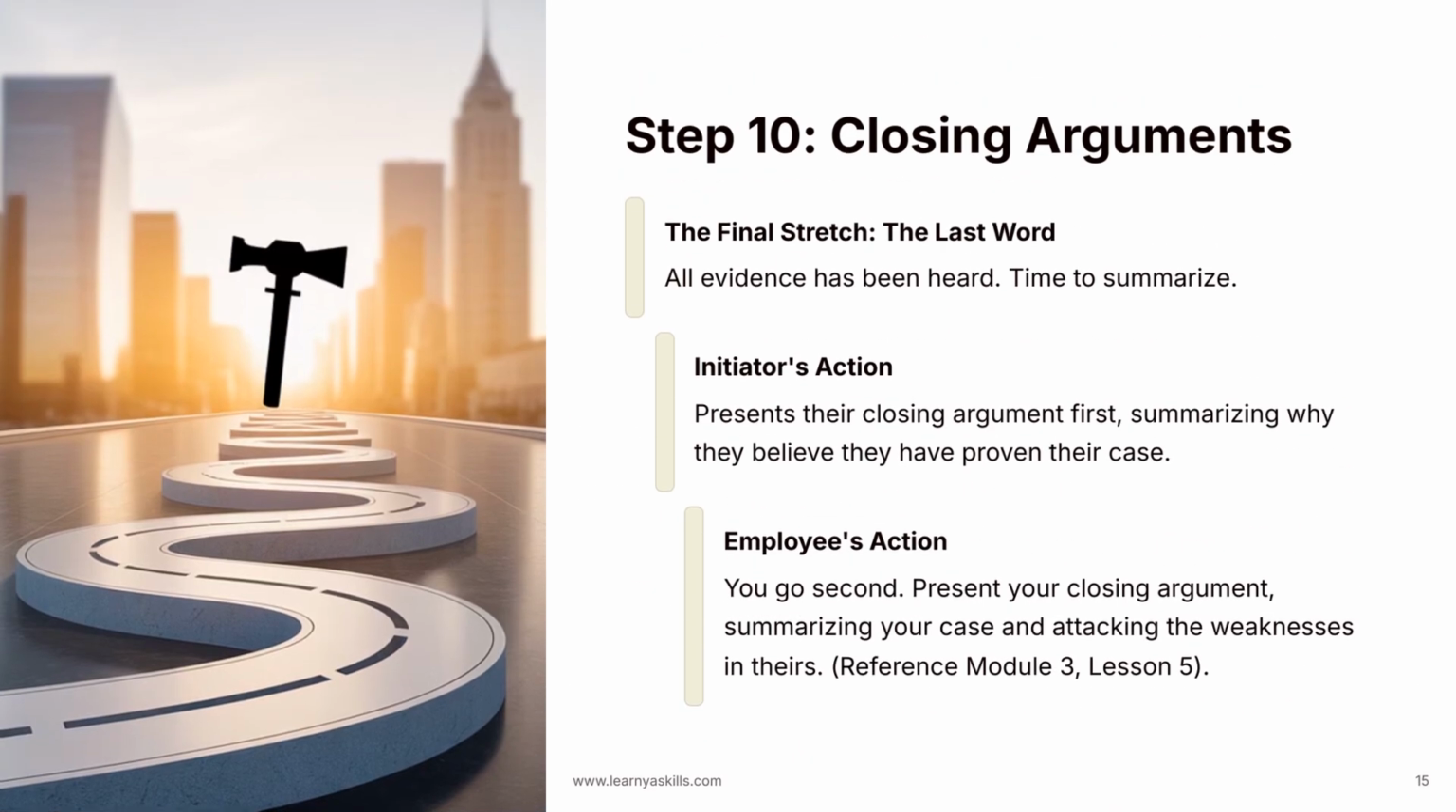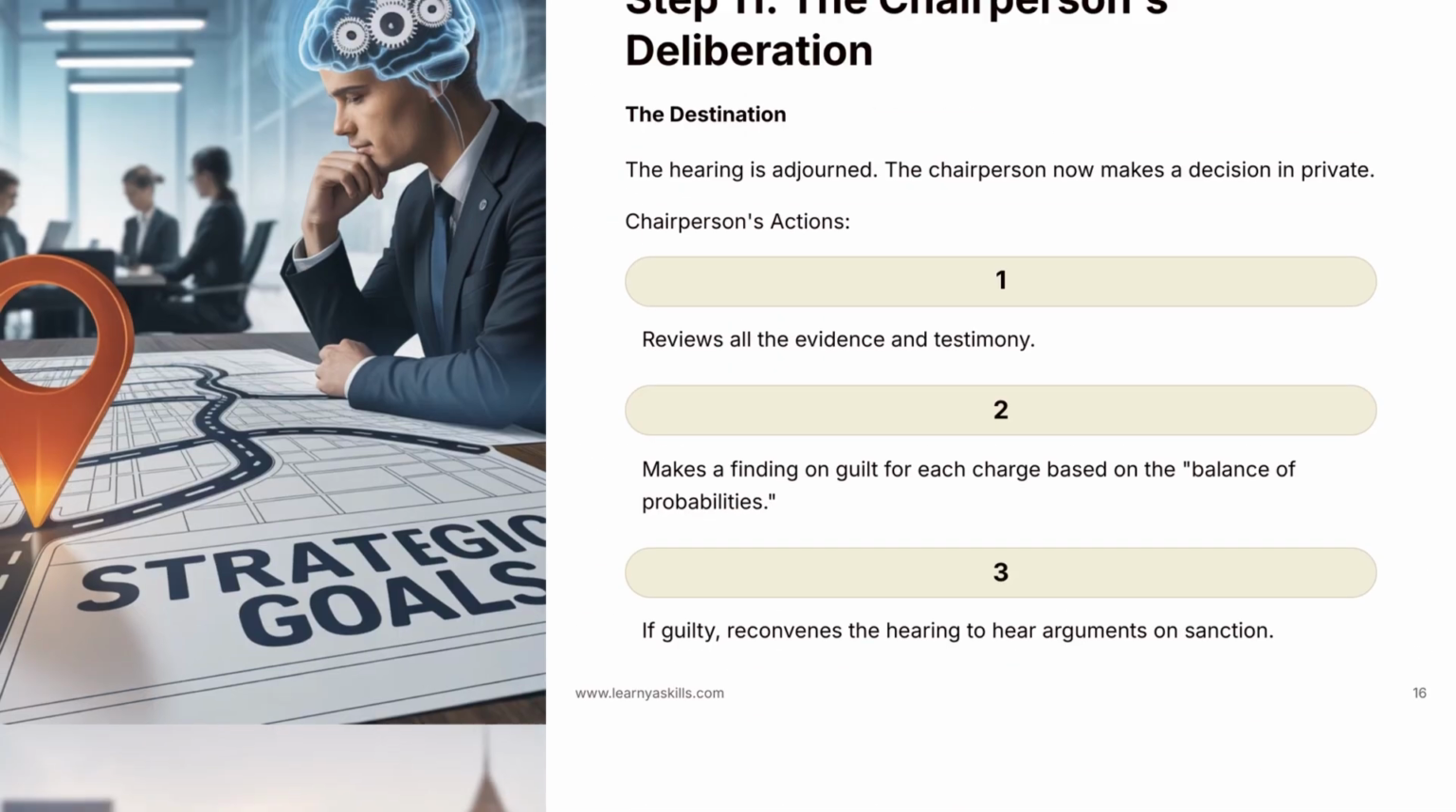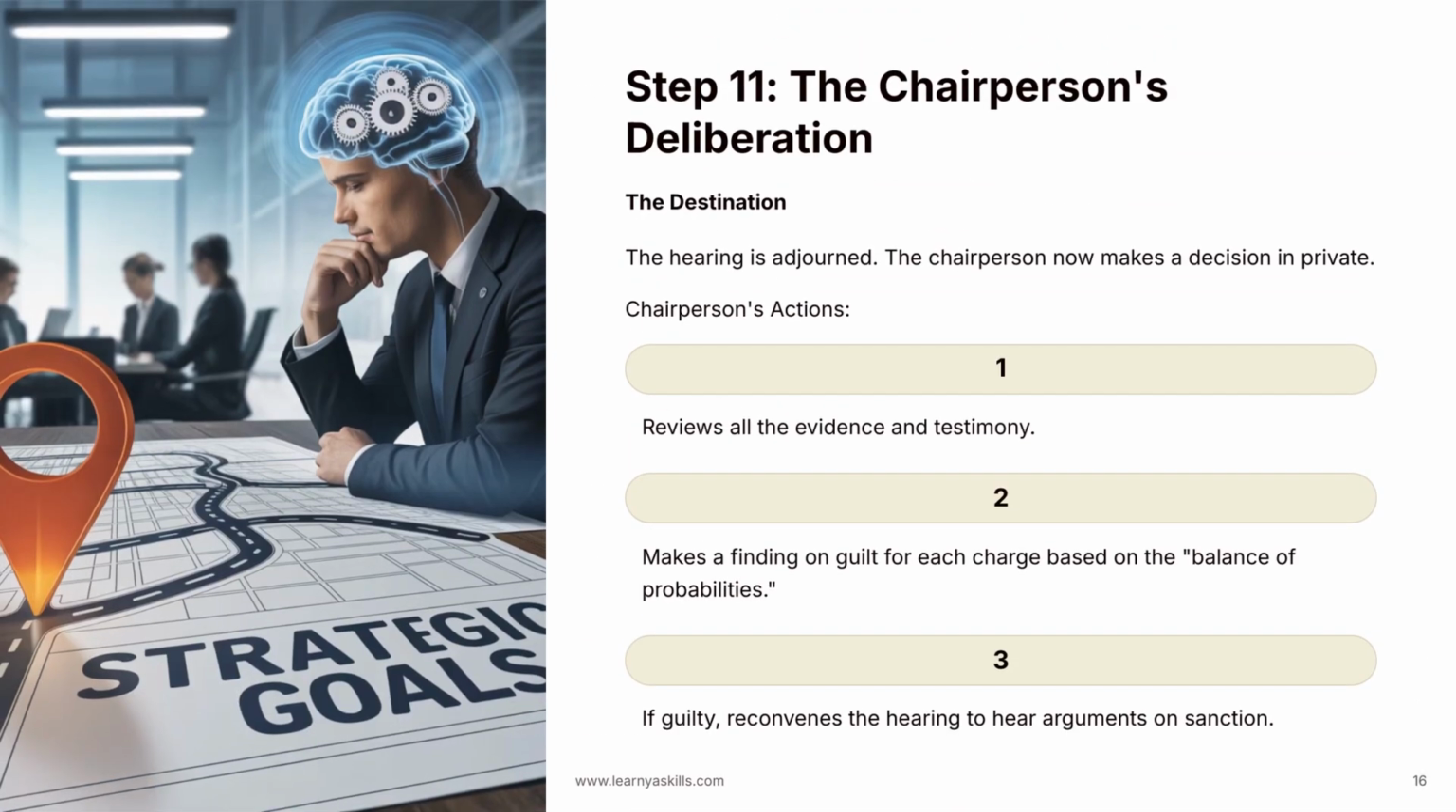We now reach the final stretch of the journey, step 10, closing arguments. All the evidence from both sides is on the record. The initiator will go first, summarizing their case and arguing why they believe they have proven the charges. Then, you go second. This is where you use the skills from the final word lesson to deliver your own persuasive summary, weaving your evidence together and attacking the weaknesses in their case.